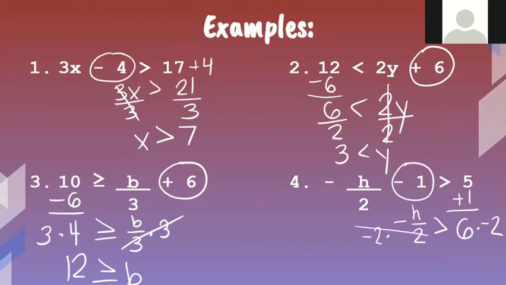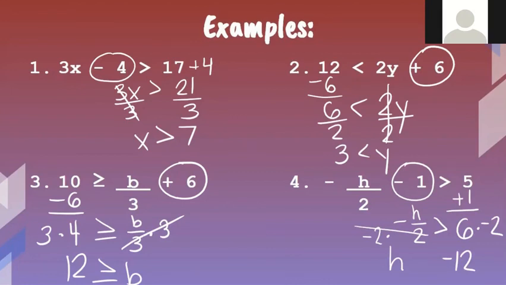Your -2's on the left will cross out because they are the same number. Bring down your variable h. 6 times -2 equals -12. For number 4, we need to flip the inequality symbol. The reason why is because we multiplied by a negative number.